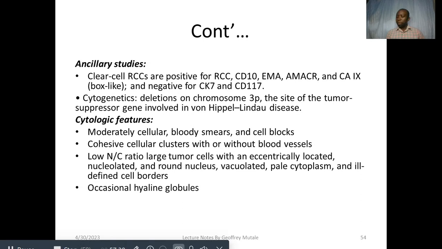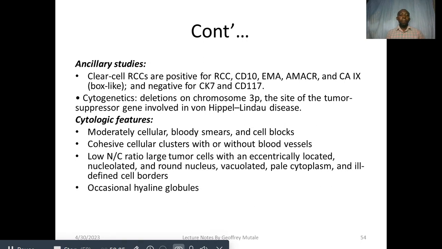Cytologic features: it is moderately cellular, with bloody smears and cell blocks. When examined, they can present all these features and are clearly appreciated.